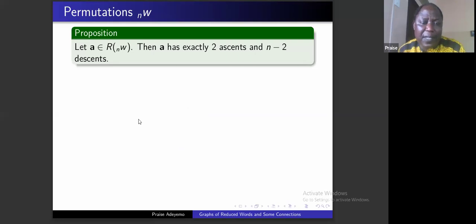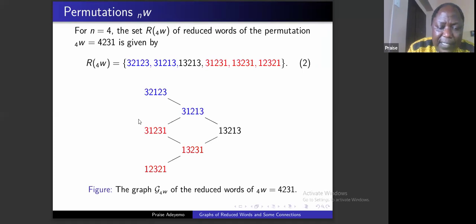So now the first proposition is that every reduced word belonging to the set has exactly 2 ascents and n minus 2 descents. Exactly 2 ascents and n minus 2 descents. So I will be using this example, a baby example, to explain what I'm talking about.